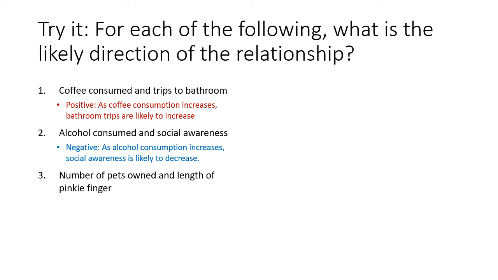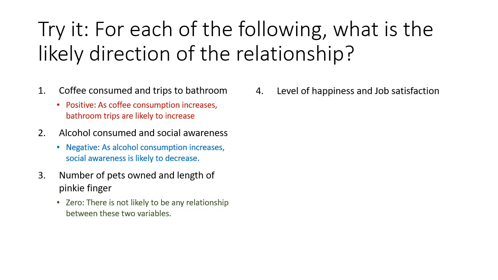Number of pets owned and length of pinky finger. If you thought those have nothing to do with each other, I would agree with you. This is like a zero relationship. There's not likely to be any systematic covariance or correlation between these two variables. How about level of happiness and job satisfaction? I would say this is a positive relationship. Once again, not meaning good, but just meaning they would vary in the same direction, so that as job satisfaction increases, happiness is also likely to increase.